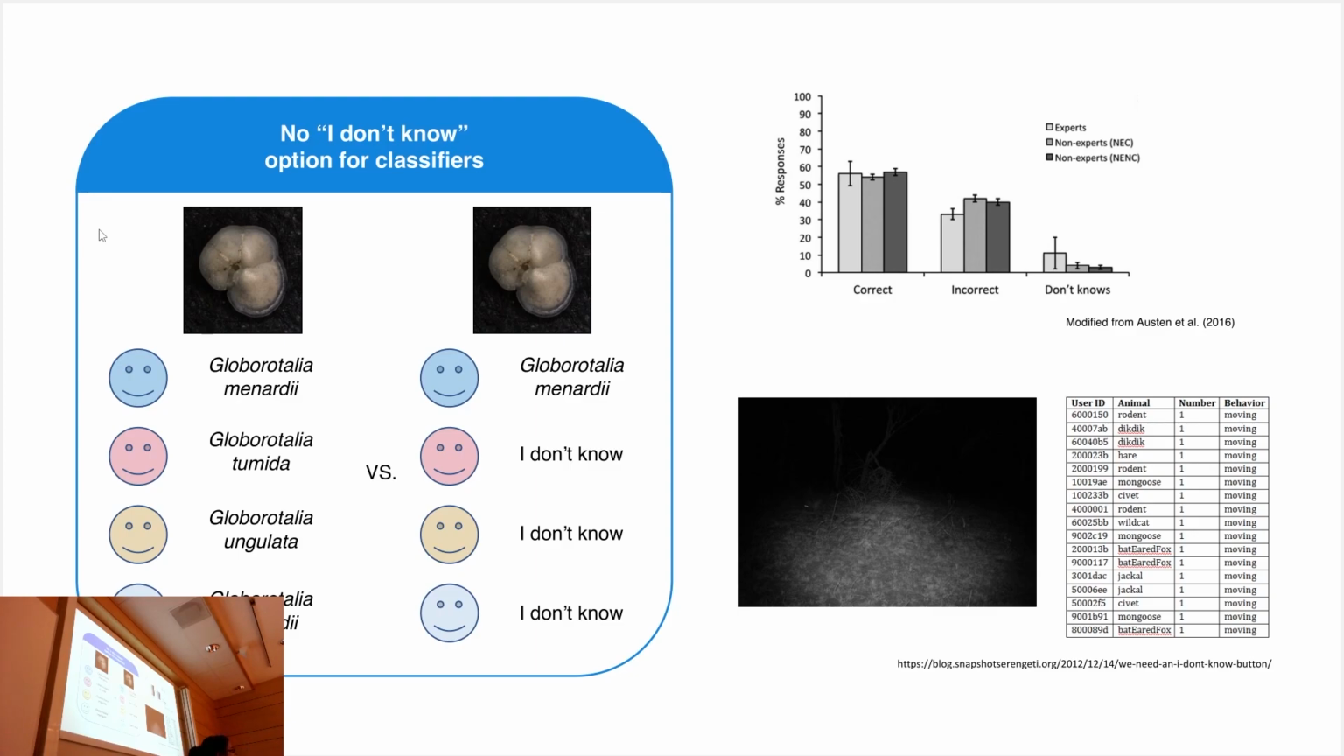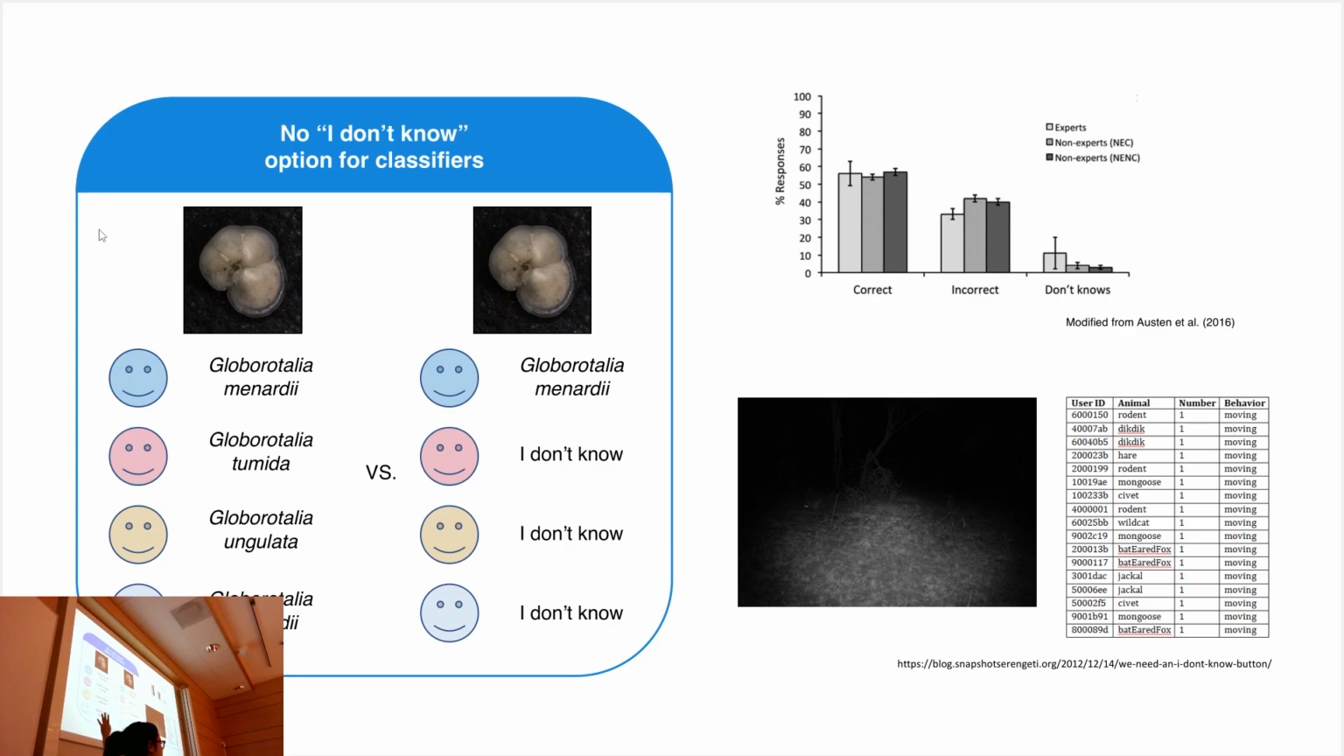you should not give your classifiers an option to say, I don't know. A lot of people, you tell them this and it seems kind of counterintuitive, and the reason you do this is because by allowing people to say, I don't know, you're effectively throwing away a lot of information. So in this example here for this image, person A has said this is Globorotalia menardii, person B says Globorotalia tumida, C says Globorotalia ungulata, and D says Globorotalia menardii.